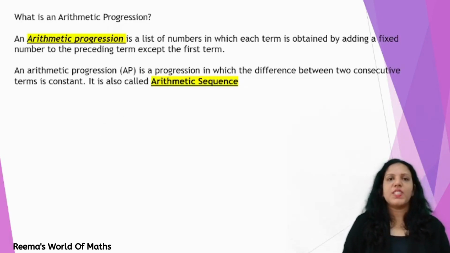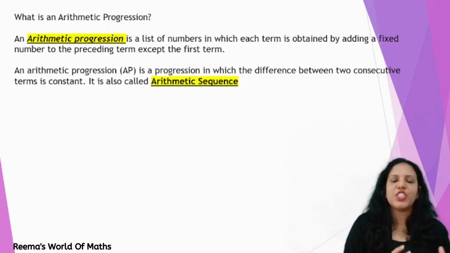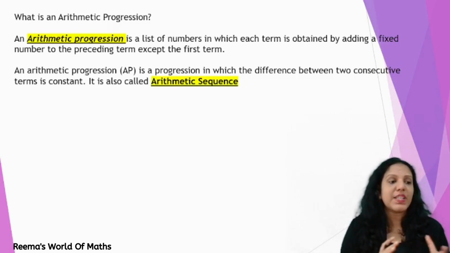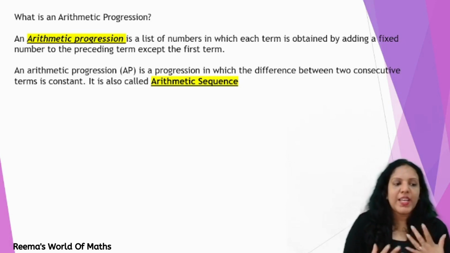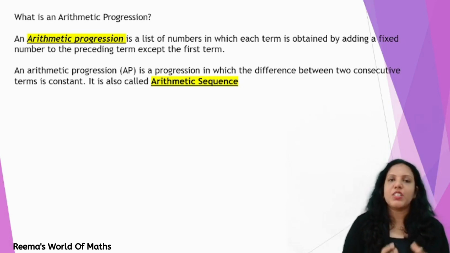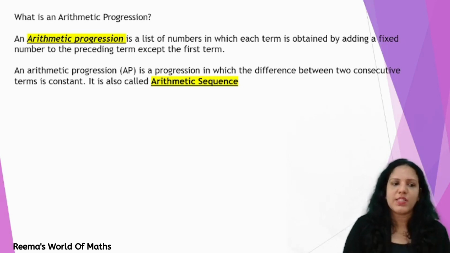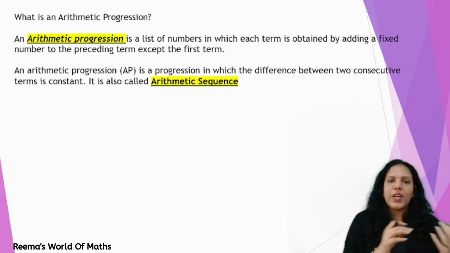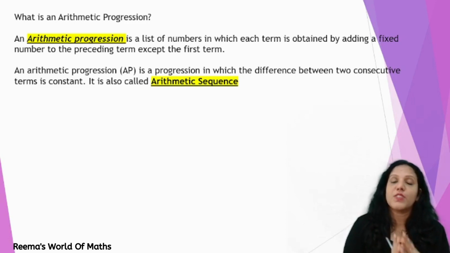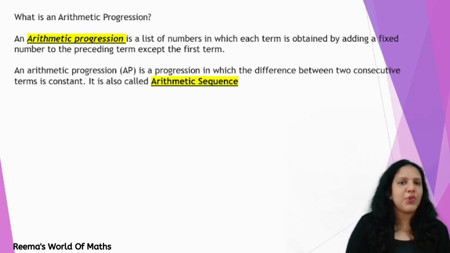An arithmetic progression is a list of numbers in which each term is obtained by adding a fixed number to the preceding term, except the first term. Also, an arithmetic progression is a progression in which the difference between two consecutive terms is constant. It is also called an arithmetic sequence. So, an arithmetic progression is a list of numbers where the difference between two consecutive numbers is always fixed. It's always constant. Let's see a few examples.